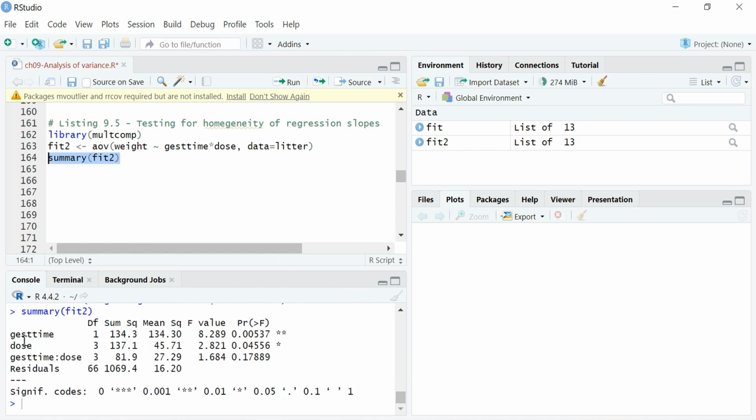You can see in these ANCOVA results there are three terms. Gesttime and dose are both significant, same as before, and gesttime colon dose is the interaction part. This part is not significant because the p-value is larger than 0.05. This means we can hold the assumption that the effect of gesttime on weight is the same for different treatment groups.